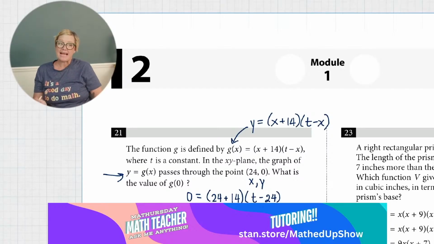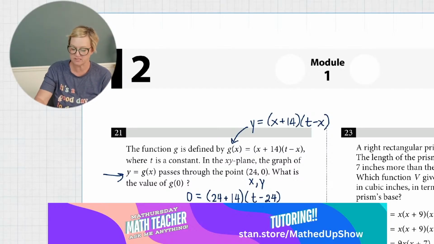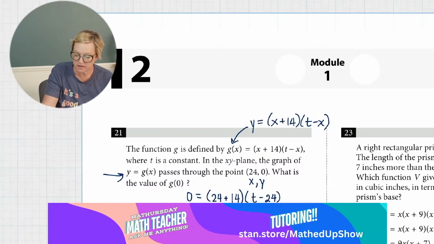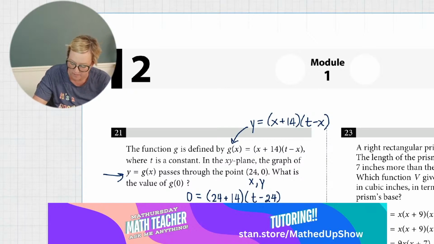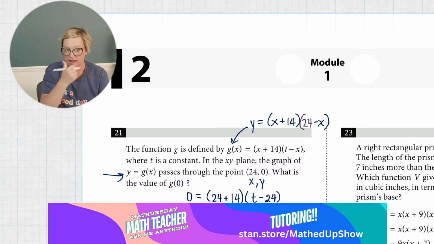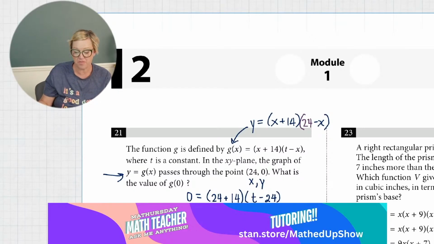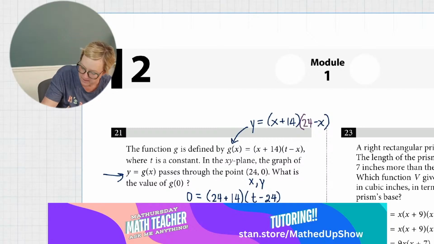But it's not asking us to figure out what t is. It's asking us to figure out what g of 0 is. Now, g of 0 means that x is 0. So we could rewrite this equation up here. Instead of t, we can use 24 minus x, since t is 24. So now that I have that, I can figure out that g of 0 is where I'm going to replace all my x's with 0.